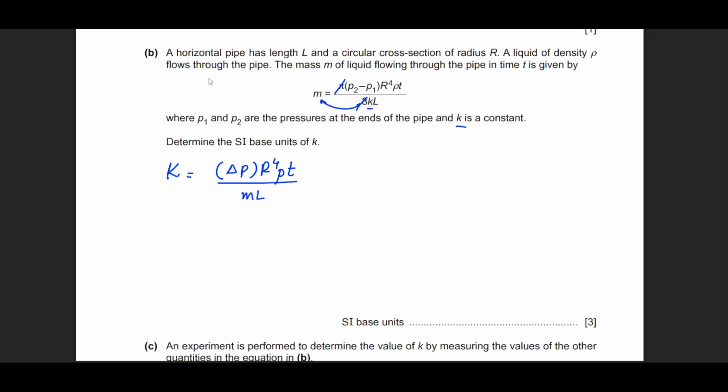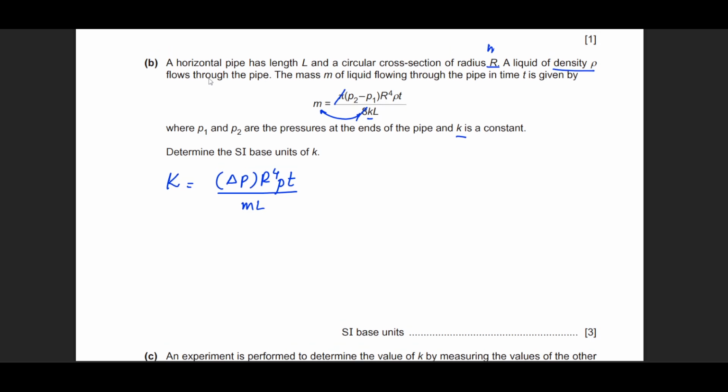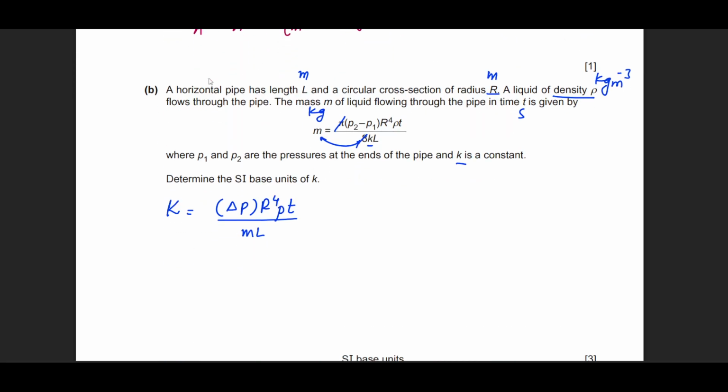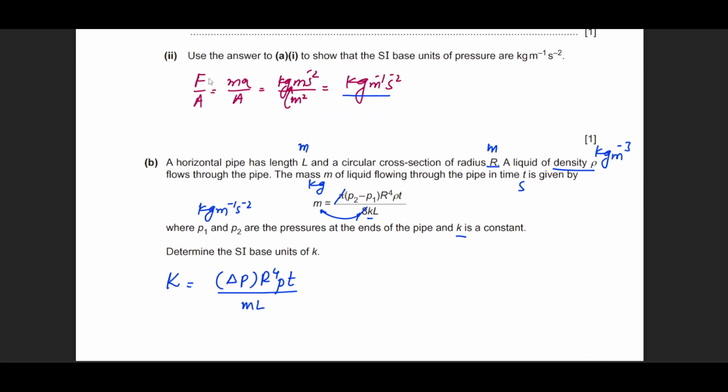Now everything is defined over here. Radius r will have a unit of m, length will have a unit of m, density will have a unit of kg m^-3, m is kg, and t is time in seconds, and p is the pressure. So pressure was already found in the previous part, so we don't have to find it again. This becomes kg m^-1 s^-2, because this is why he gives you this part, to show. If you're unable to show this, then at least you know what the pressure is going to be so that you can solve the next part.